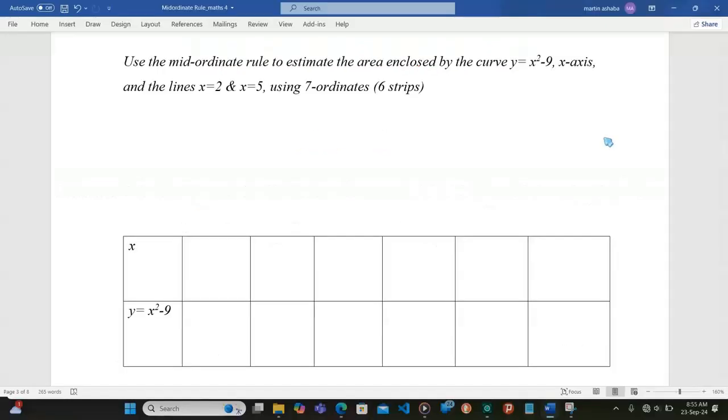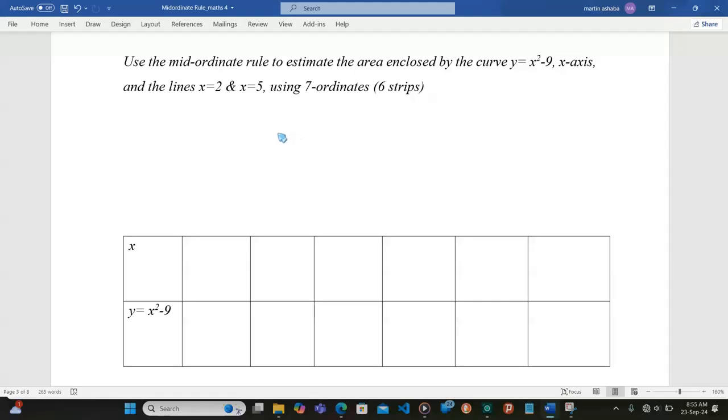Hello everyone. In this discussion, we are going to look at how we can use the mid-ordinate rule. The guiding question says: use the mid-ordinate rule to estimate the area enclosed by the curve y equals x squared minus 9, the x-axis and the lines x equals 2 and x equals 5, using 7 ordinates or 6 strips.